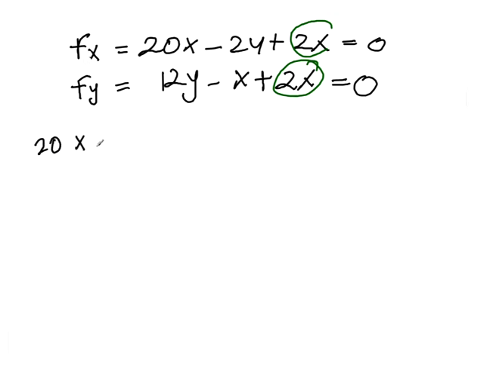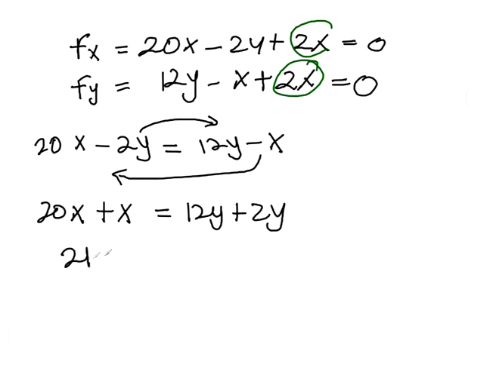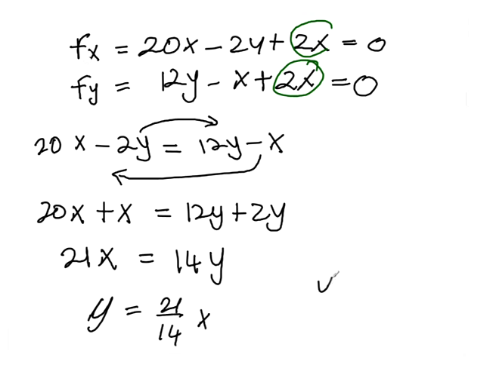20x minus 2y equals to 12y minus x. We are going to bring all the x to the left hand side of the equation, and all the y to the right hand side of the equation. 20x plus x equals to 12y plus 2y. 21x equals to 14y. Y equals to 21 over 14 x, whereby y equals to 3 over 2 x.